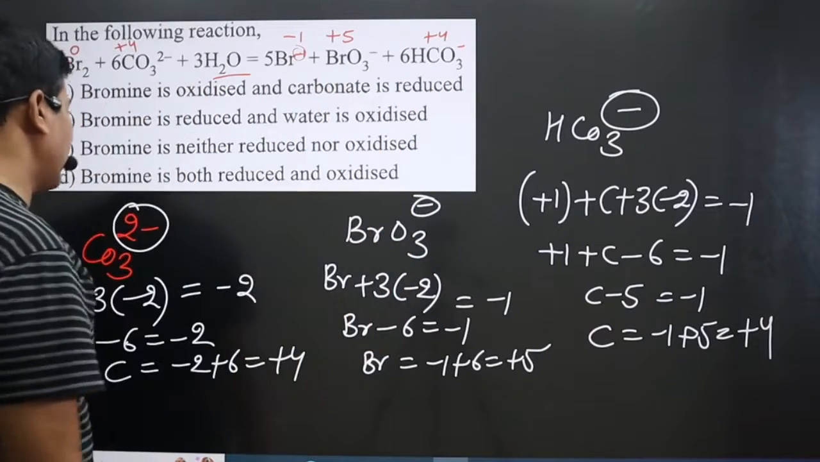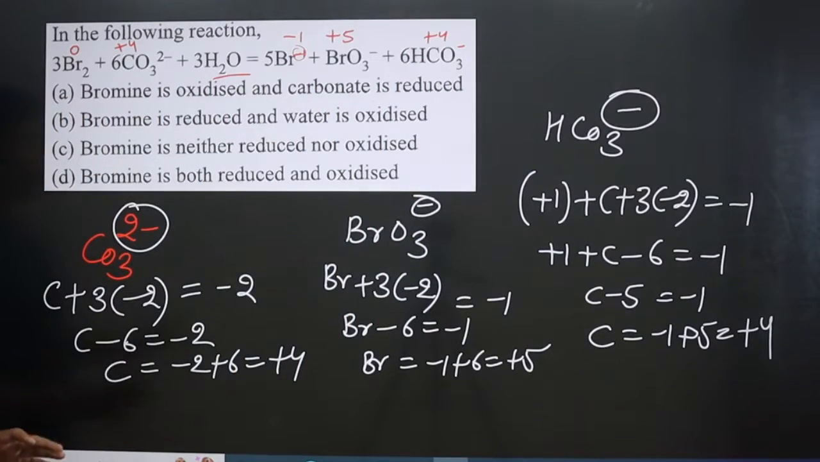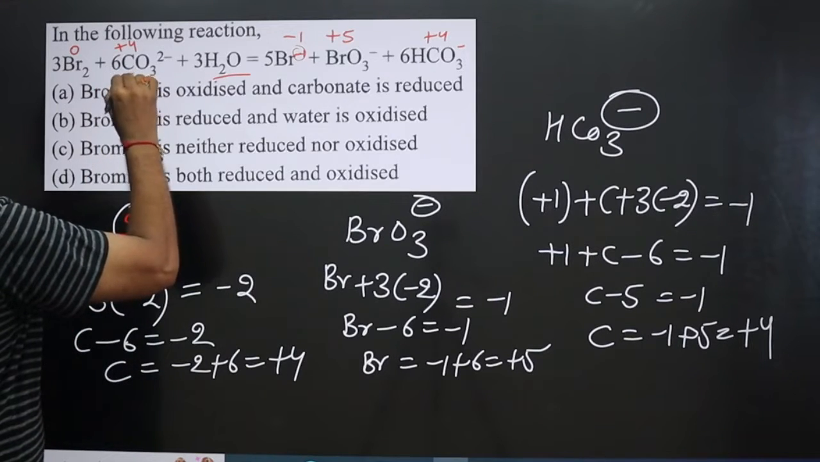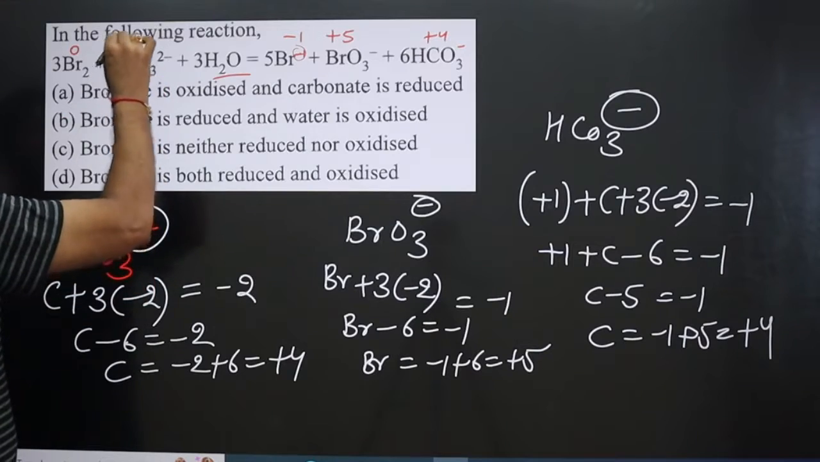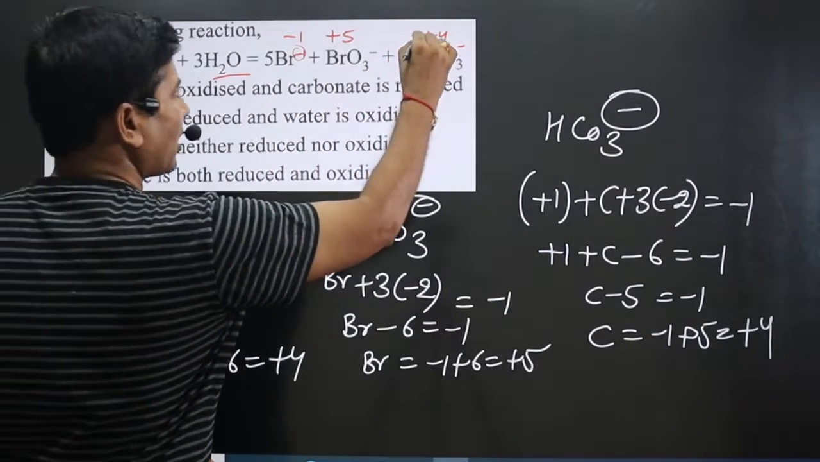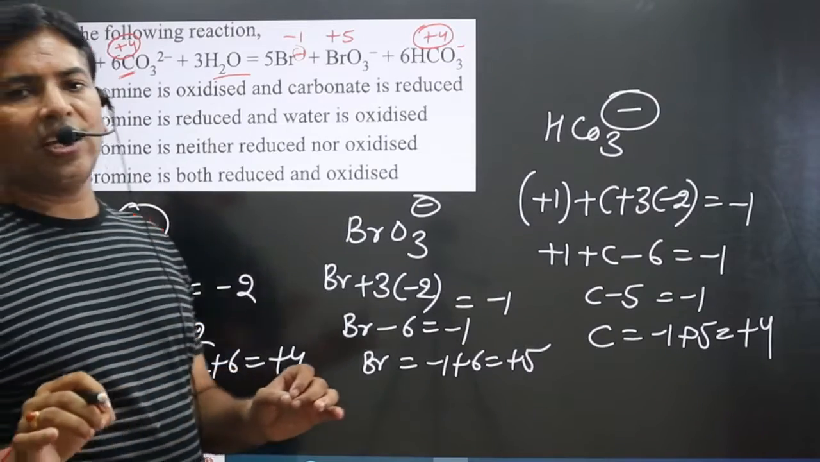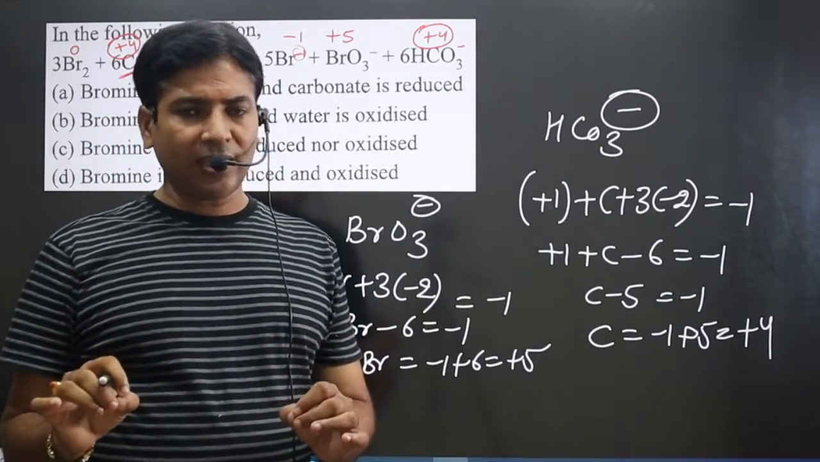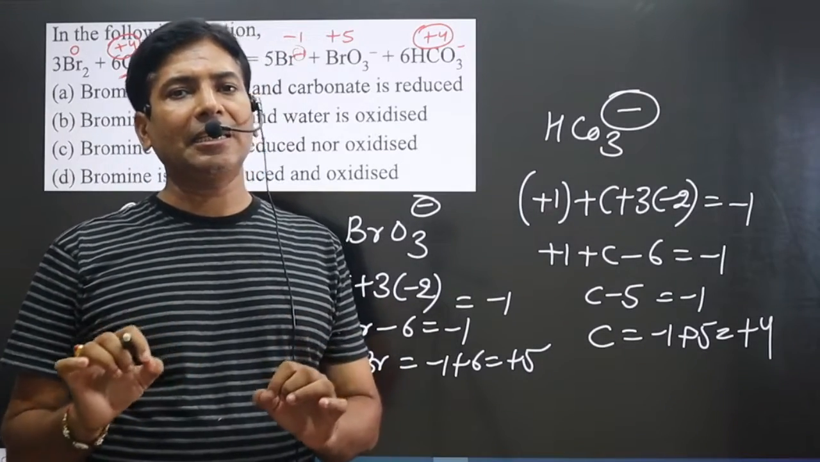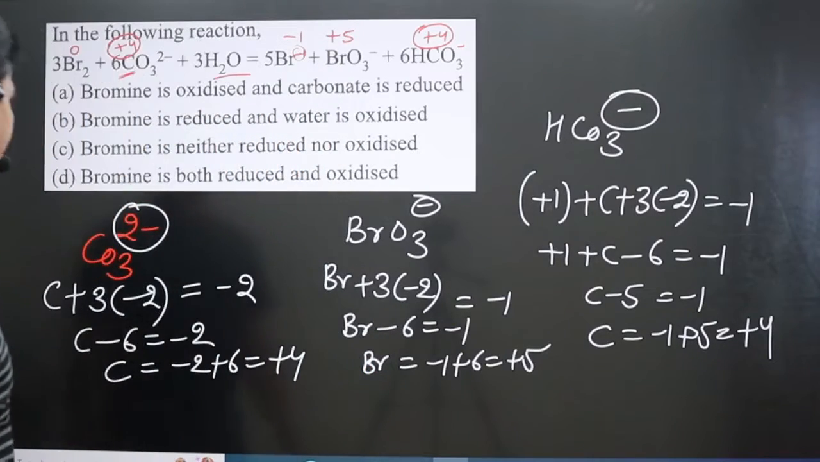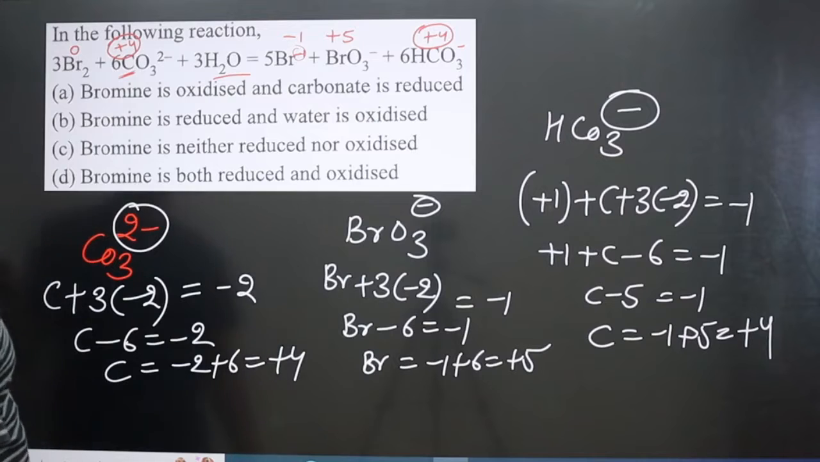Now pay attention very carefully. Now we can compare the oxidation number of the same elements. If I compare the oxidation number of carbon, you can see carbon is present in plus 4 oxidation number, and on the other side carbon is also present in plus 4 oxidation number. If there is no change in the oxidation number of an element in a given chemical reaction, it neither undergoes oxidation nor reduction.